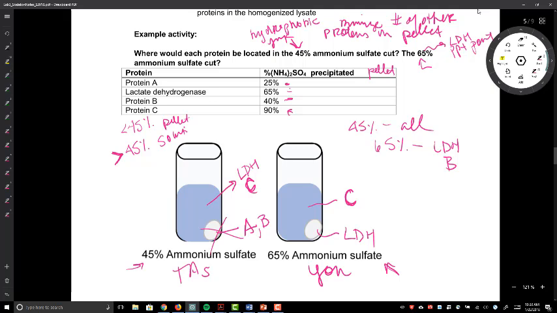At this point, we would take our pellet and resuspend it in buffer. All right. And so you can see here that with the 45% cut, that first cut, we get rid of two proteins that we don't want right off the bat. And then the next step is where we fine-tune and target our protein of interest. So that's why normally ammonium sulfate cuts are in two steps.